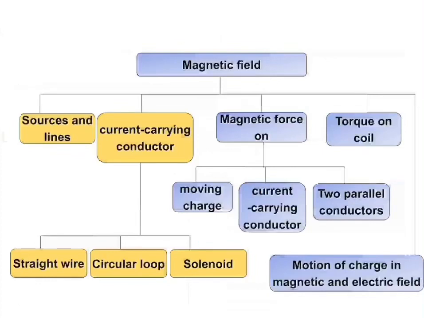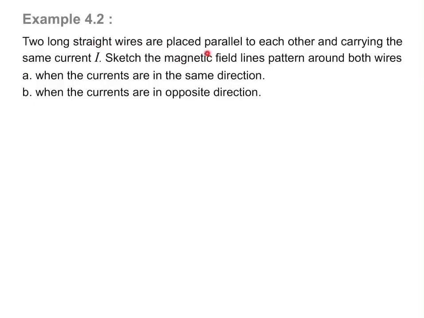In the previous video, we have learned about sources and lines and also current carrying conductor. So now we want to apply what we have learned to solve a few examples. Example 4.2: we have two straight wires which are placed parallel to each other carrying the same current I. And then we have to sketch the magnetic field line patterns for both wires.